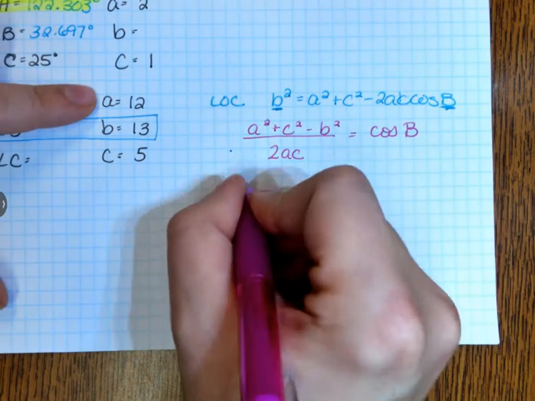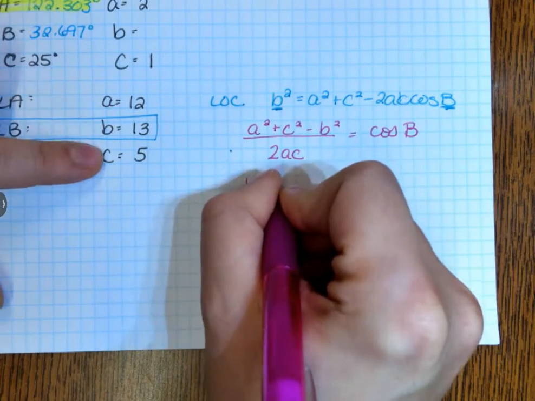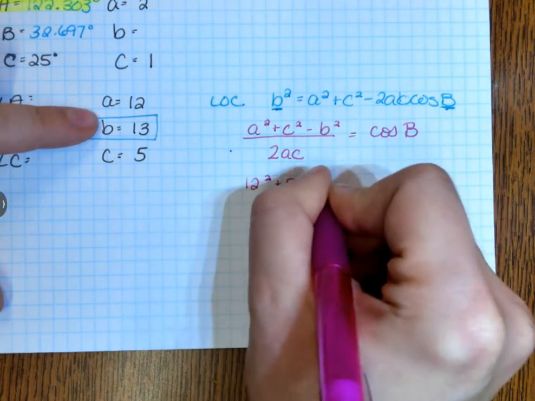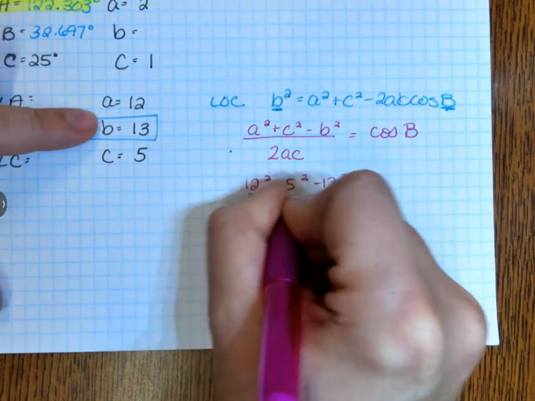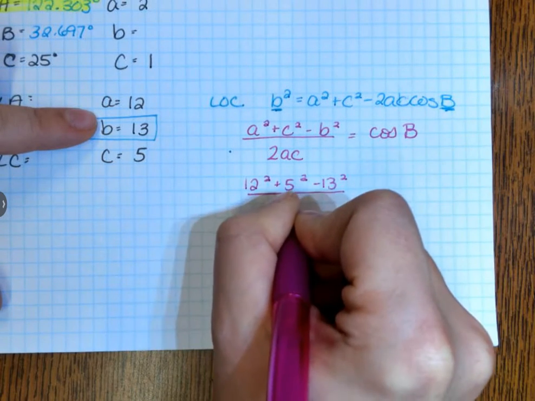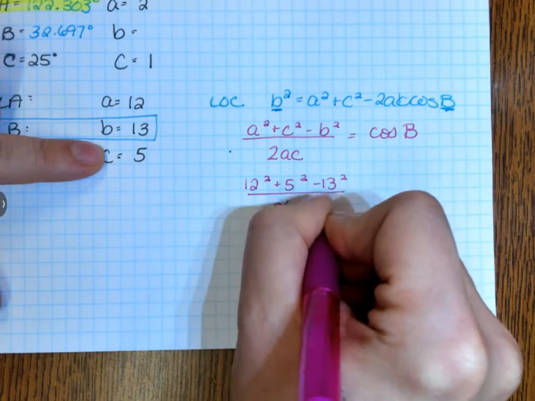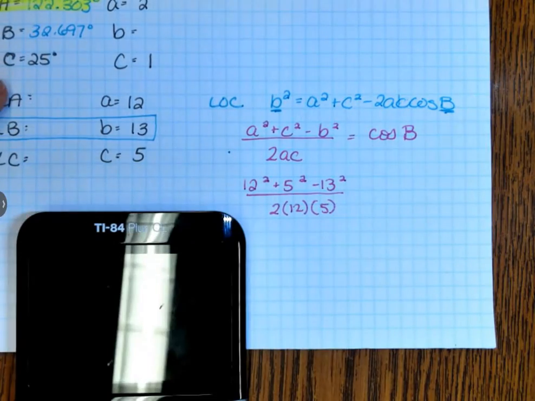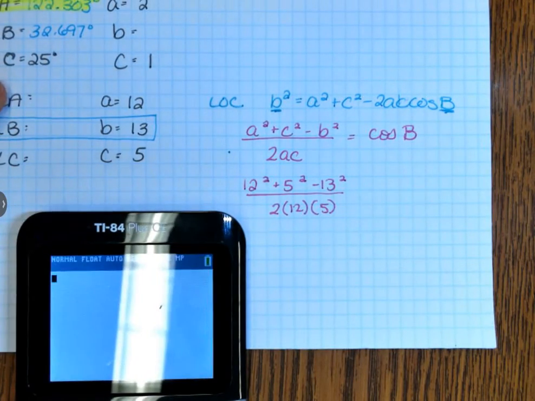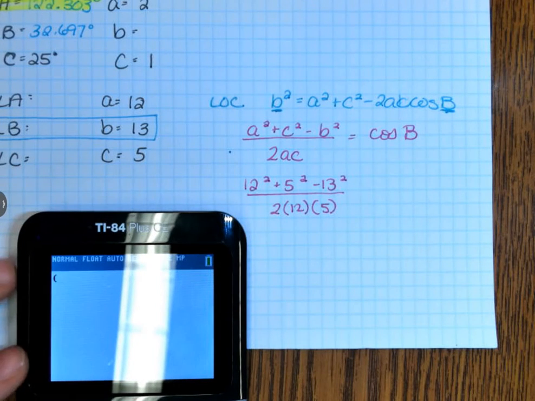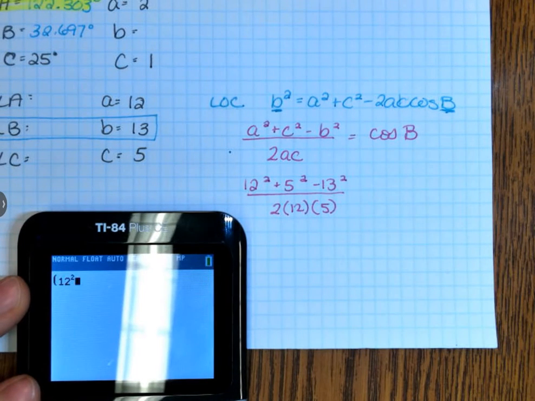So I'm going to plug these things in. So I will have 12 squared plus 5 squared minus 13 squared divided by 2 times 12 times 5. And if you don't like the fancy fractions, that's okay. Just put all the top in parentheses. So say 12 squared plus 5 squared minus 13 squared divided by 2 times 12 times 5.